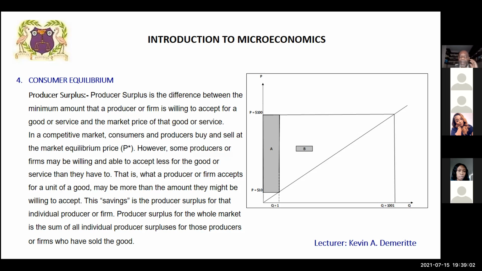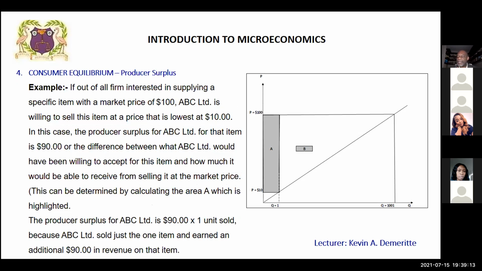So producer surplus for the whole market is not just a surplus for one company, but a surplus for all the companies put together. And the way we calculate that is the same way we calculate our consumer surplus. So let's say, for an example, out of all companies interested in supplying a certain item to the market, the price of that item is $100. ABC Limited is willing and able to sell that item for $10 because, you know, I have my overseas suppliers who gave me a really, really good deal on this. And, you know, I can sell it for $10 and still make money.